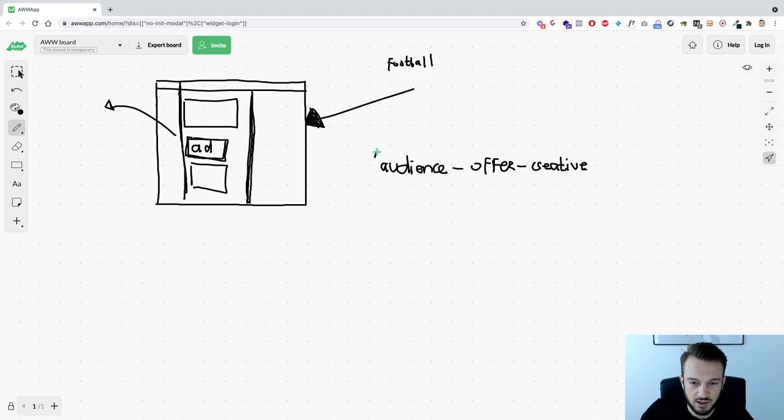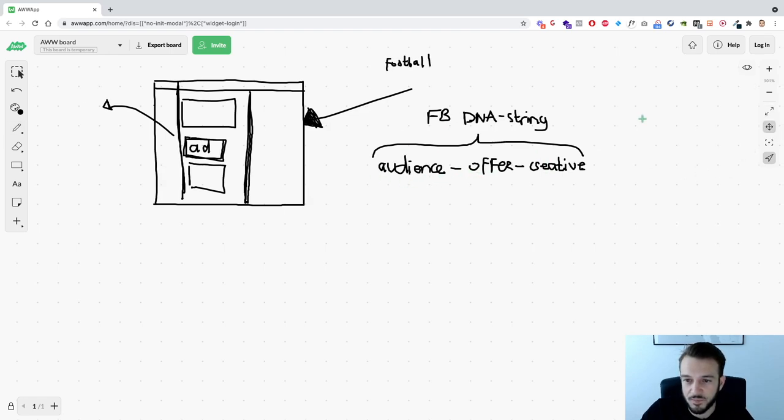So this is basically what they call a Facebook DNA string. FB DNA string. No idea who first coined that term. I definitely didn't come up with it myself. I do like it, but can't take the credit for it. Facebook DNA string. Okay, so the audience, the offer, and the creative.